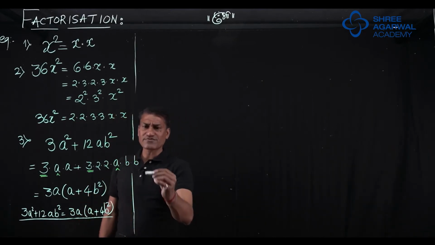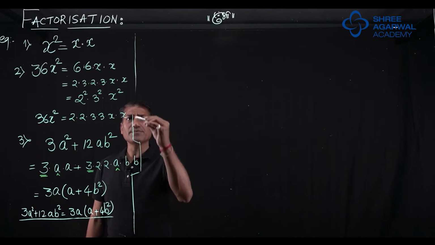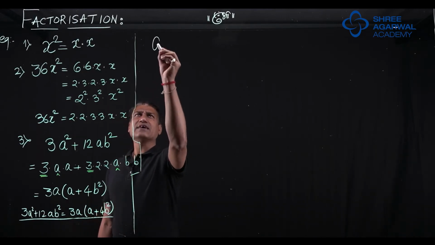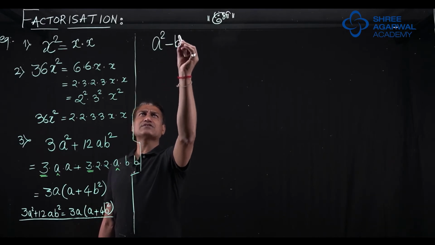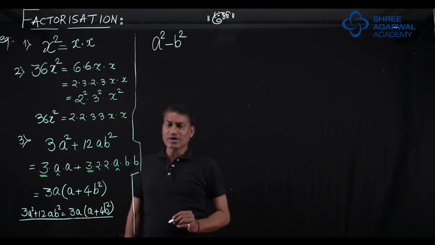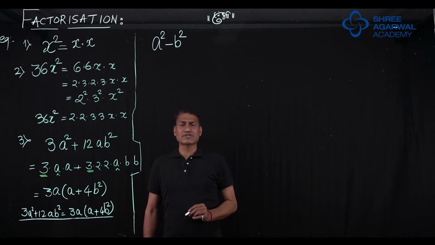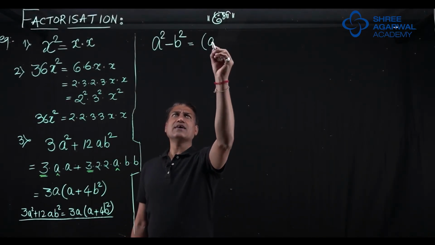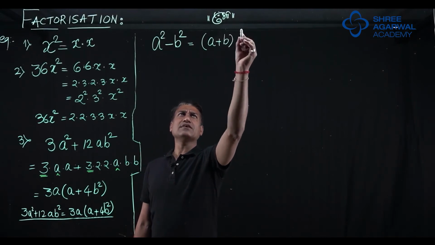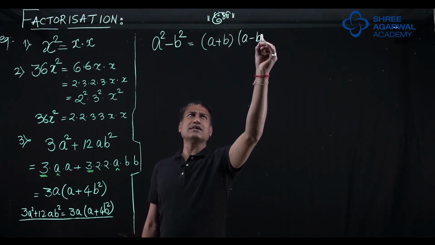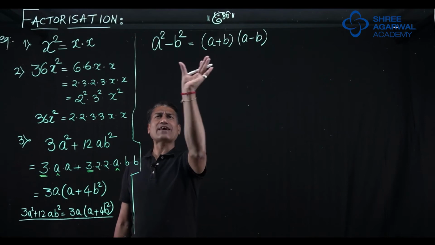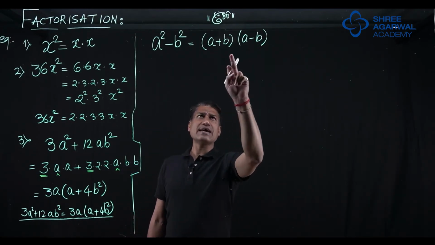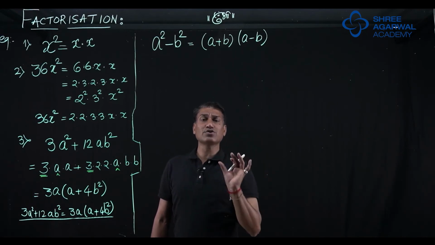Okay sir, this is factorization. But now sir, if they give us an expression like a square minus b square, what are the factors of a square minus b square? The factors of a square minus b square are a plus b and a minus b. Now why are these two factors of this expression? Because if you multiply them, I will show you the justification.